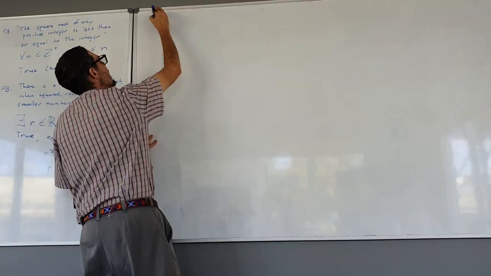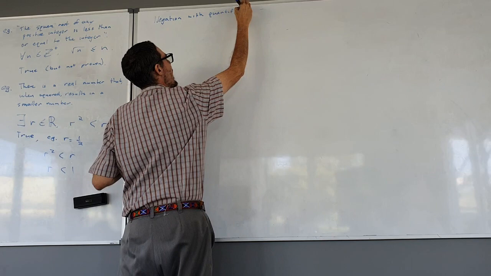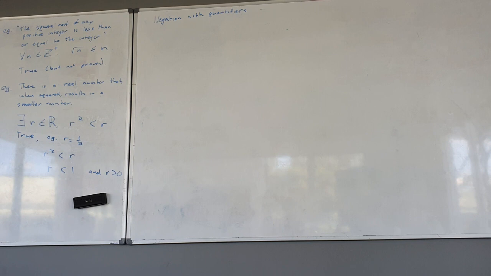Okay. Negation with quantifiers. Can you work out why they're called quantifiers? They tell you how many. All of them, or there's one of them. They're called quantifiers. They tell you the quantity.